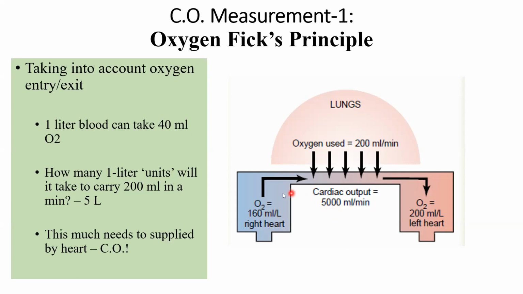Okay. It's a pretty straightforward discussion about how Fick's principle is used to look at oxygen differences between deoxygenated and oxygenated blood, and the consumption of oxygen overall via the lungs, and extrapolating these three figures to arrive reliably at a cardiac output value. Okay, so that's that.